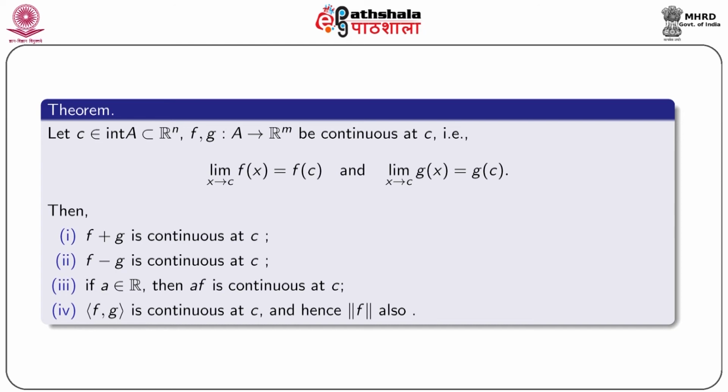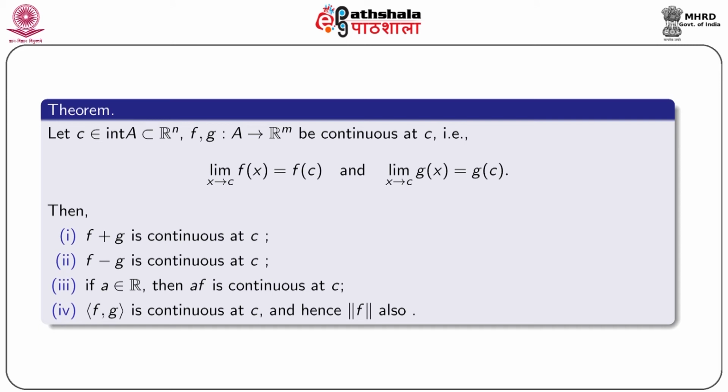Theorem. Let A be a subset of R^n, c an interior point of the set A, and f, g two vector fields defined on the set A which are continuous at the point c. That is, the limit of f(x) and the limit of g(x) as x tends to c exist and equal f(c) and g(c) respectively.